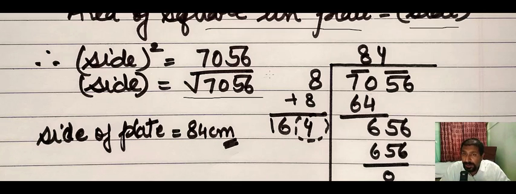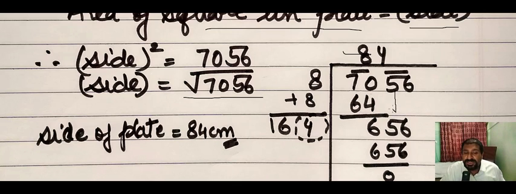70 is my first group, and for the selection of the number for 70, first of all we will take the square table. In the square table, the number 8 will come, because 8 into 8 gives us the result 64. So I have written the number 8 here, and also in my quotient part. On subtracting, I am getting the number 6.